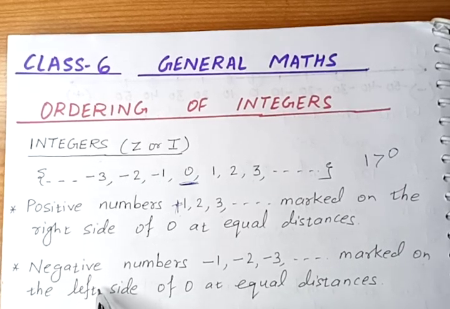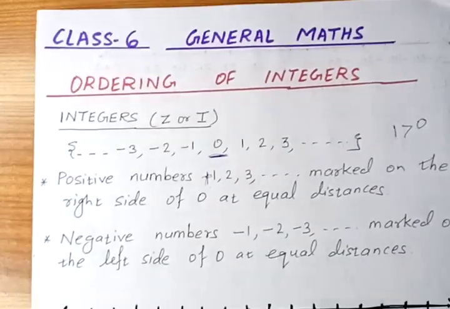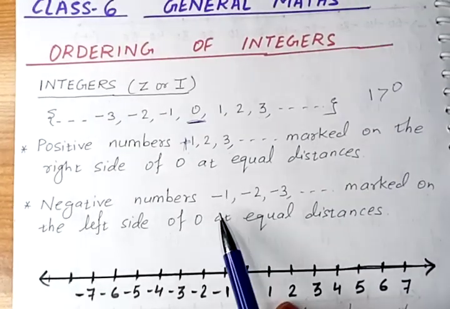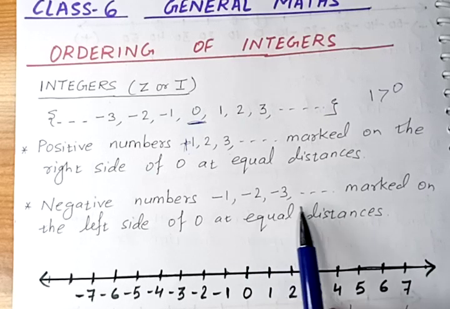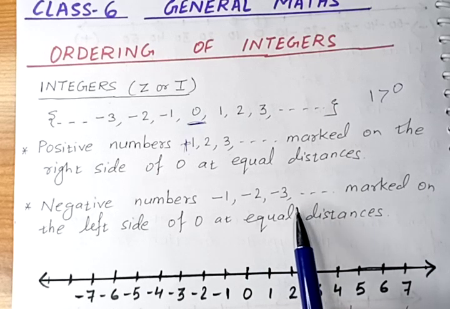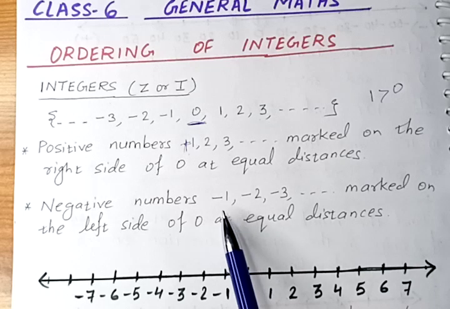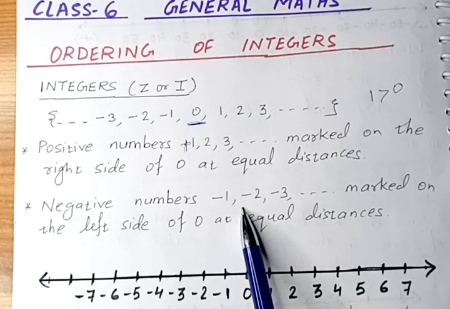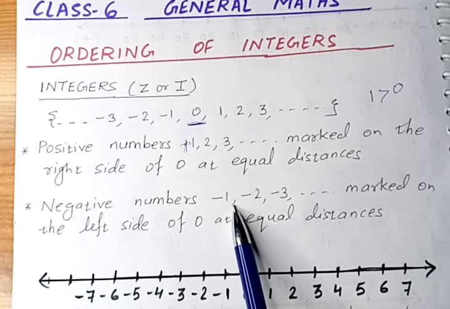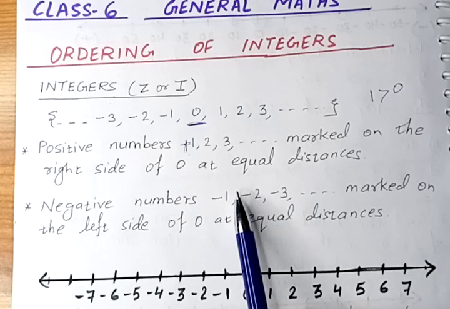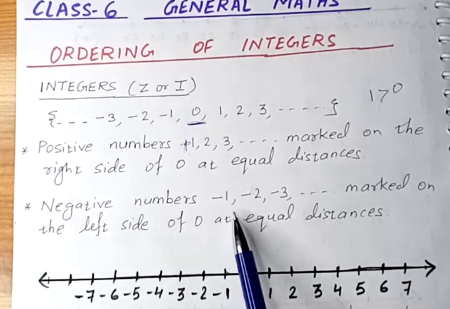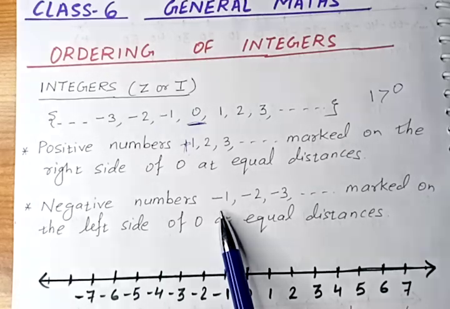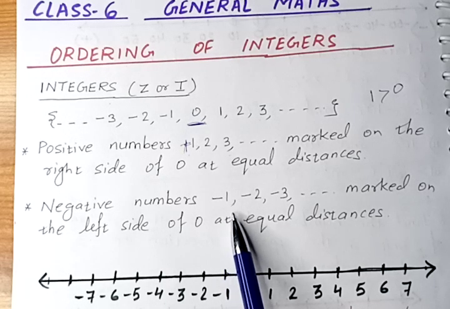Next are negative numbers. What are negative numbers? Negative numbers are like -1, -2, -3, -4. Once again, for a negative number it is compulsory to give the minus sign before the number, because only if you give the minus sign will it be a negative number. If you do not give any sign before the number, it will be considered a positive number. Got it now? We already discussed this recently. That is why it is compulsory to give the negative sign before a negative number.